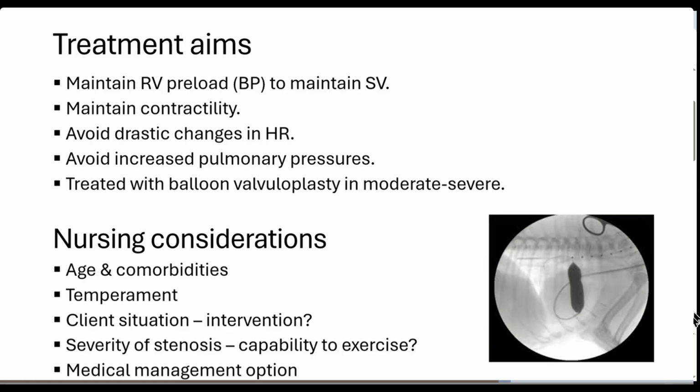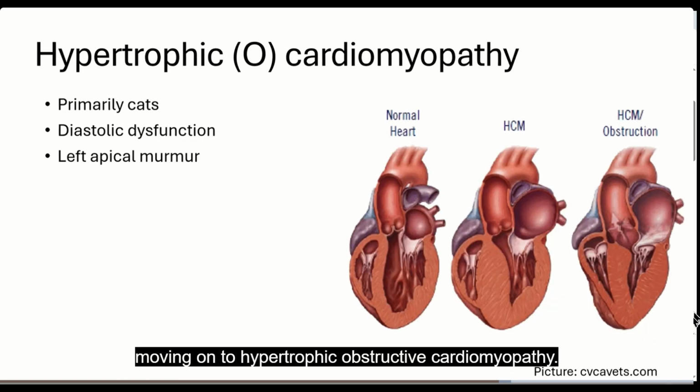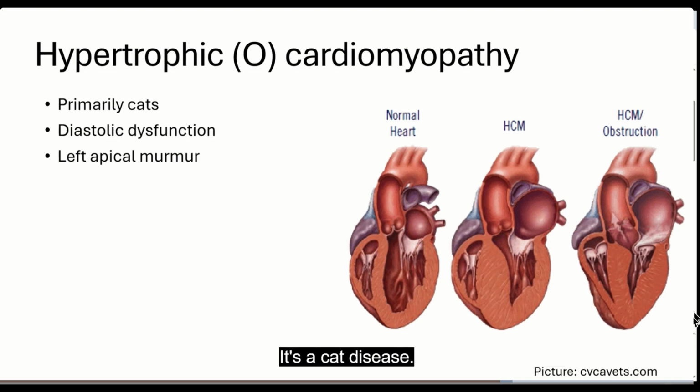Okay, moving on to hypertrophic obstructive cardiomyopathy. Now, this is primarily felines who suffer from this disease. It's a cat disease. We do find dogs that look on echo as if they have a HOCM phenotype, but it's not incredibly common. It's usually our feline patients. And this is a diastolic dysfunction.